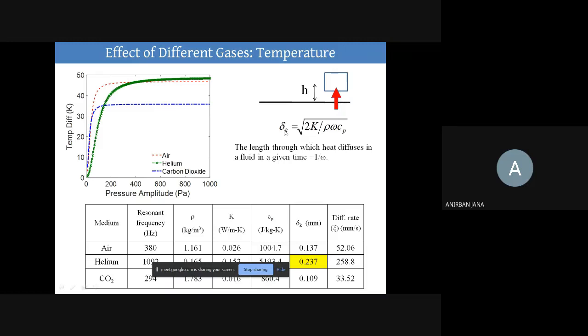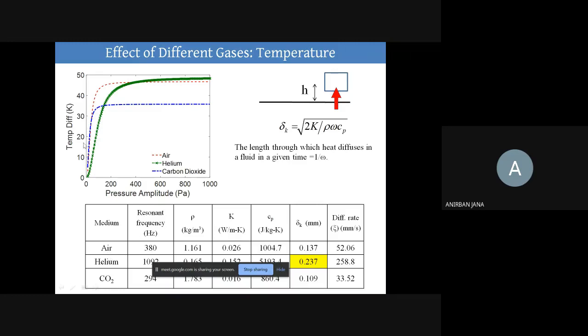Now, this is the thermal penetration depth which I was talking about. It is defined as the length through which heat diffuses in a fluid in a given time. Now, the given time here is scaled with one over the frequency, because that is more physical here. And for different media, you have these properties, and the diffusion rate is the highest in helium. It's almost four times that of air. So if you increase the pressure amplitude more, the gas gets expanded and compressed more, and because it has a very high diffusion rate, it feels the temperature difference.